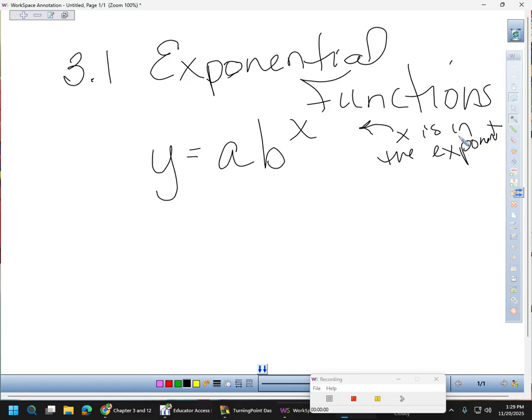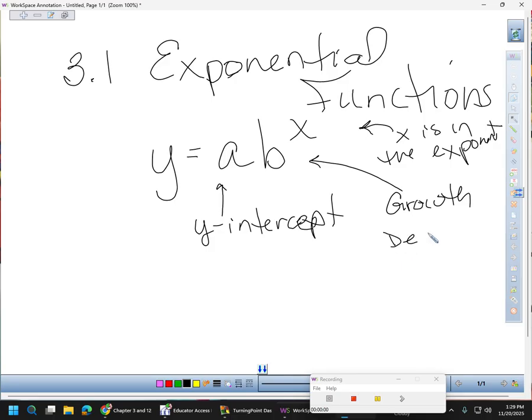If you recall, back when we've done this in the past, this A is your starting point or your y-intercept. The B is either your growth or decay factor. If it is growth, B is greater than 1. If it is decay, B is between 0 and 1.